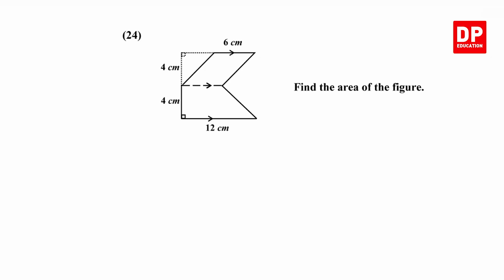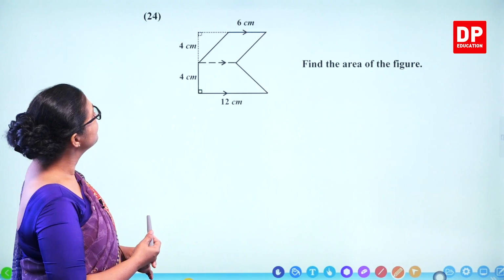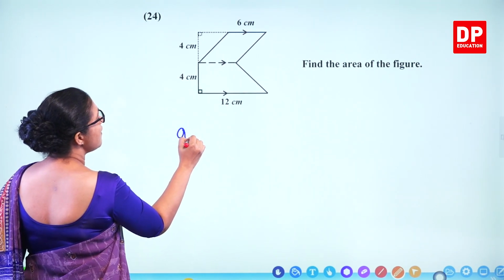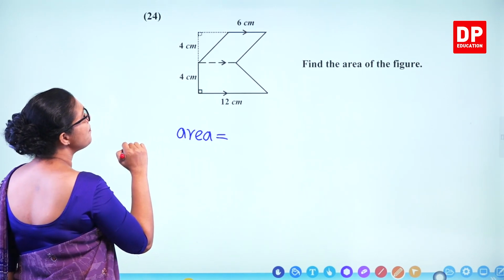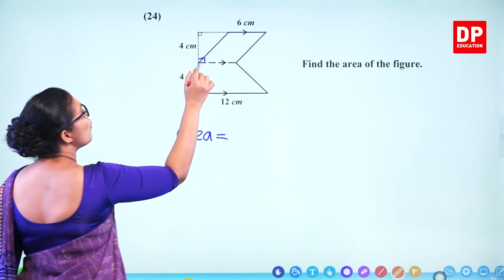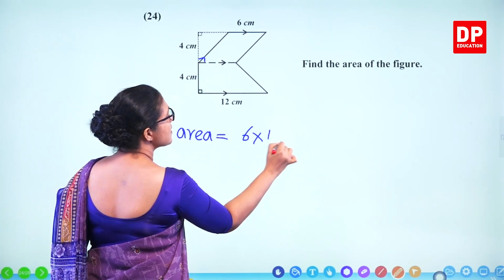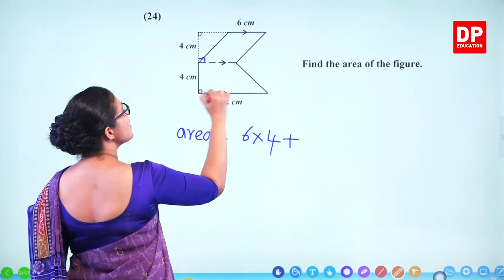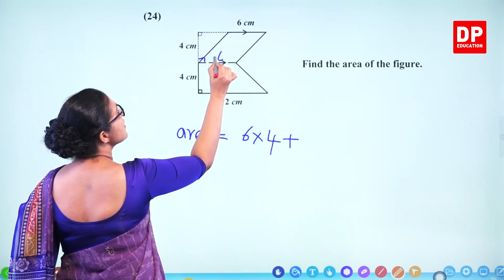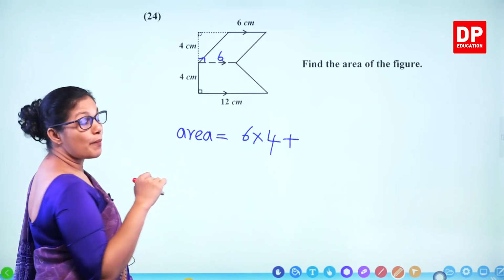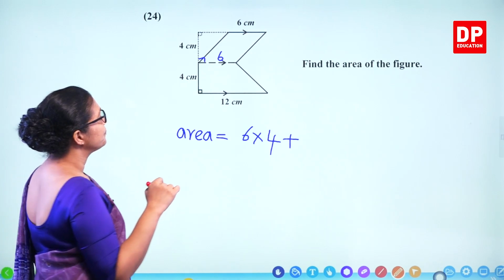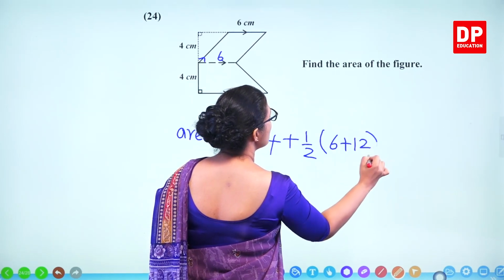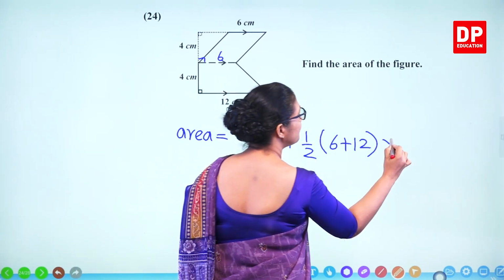Question number 24. Find the area of the figure. So you get a parallelogram and a trapezium. So what's the area? What's the area of a parallelogram? Perpendicular height is 4 and one length is 6. 6 times 4. What's the area of a trapezium? These two sides are parallel. So this is also 6. So same as this side. Opposite sides are equal in a parallelogram. So half sum of the two parallel lengths 6 and 12 and the perpendicular height is 4.